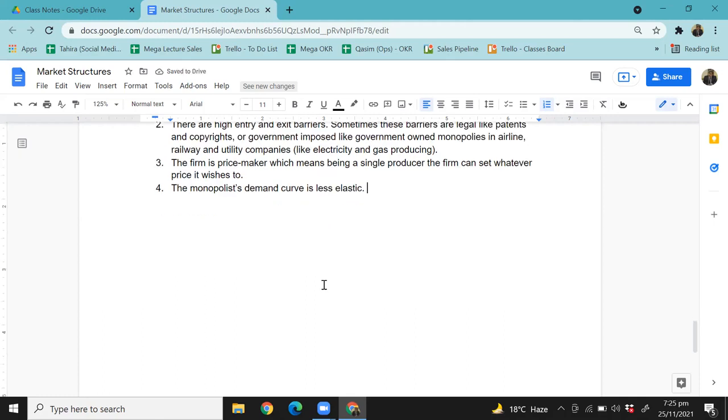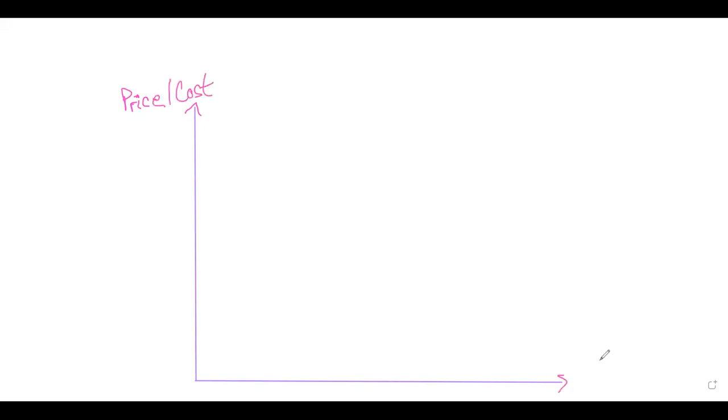Now, let's come to the graph and let's see what the shape of the monopoly graph looks like. Now the first thing that you need to draw, just like any other graph, is two arrows at right angles to each other. Now the next thing, obviously, we will label the axes. So you have price and cost as always on the y-axis, and then you have output or quantity on the x-axis, right? So that's what I'm writing.